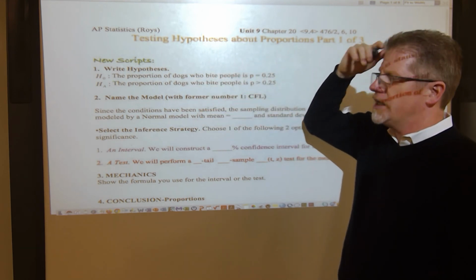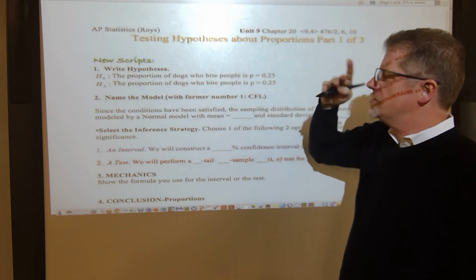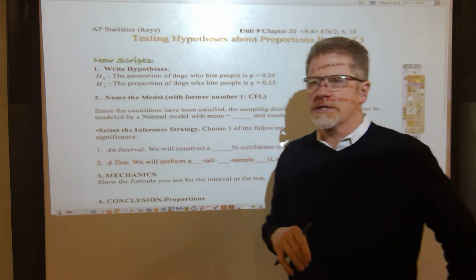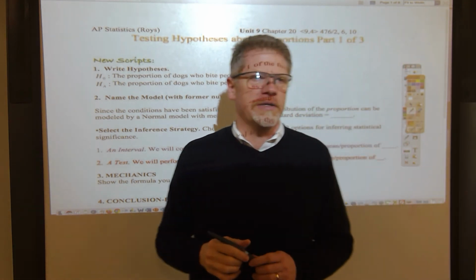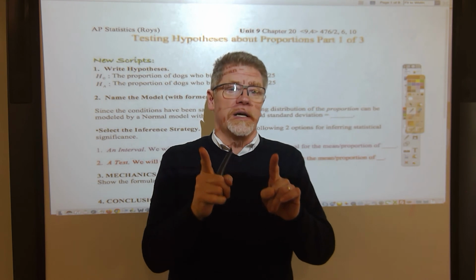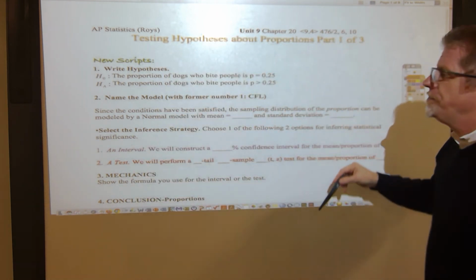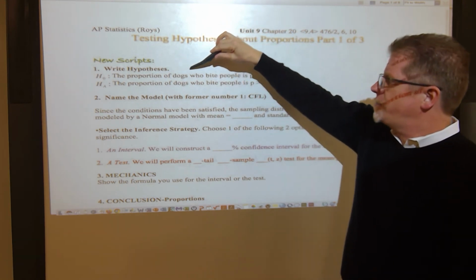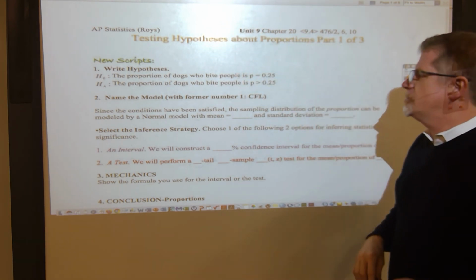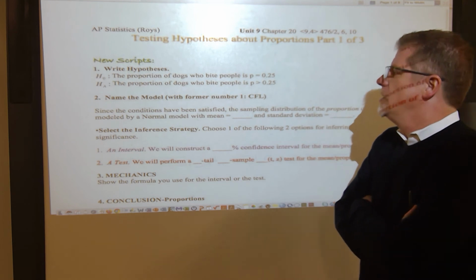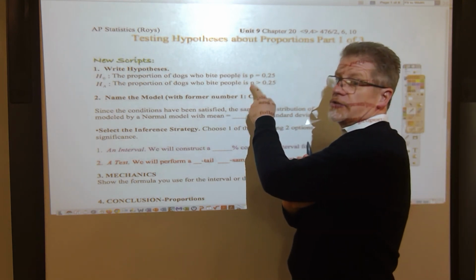Suppose you grew up on a planet where most parents would teach their kids, by the way, watch out for dogs because 25% of dogs bite people. And you want to test that hypothesis. So the null hypothesis would be that the proportion of dogs that bite people is p equals 0.25, and the alternate hypothesis could be either greater than, less than, or does not equal.